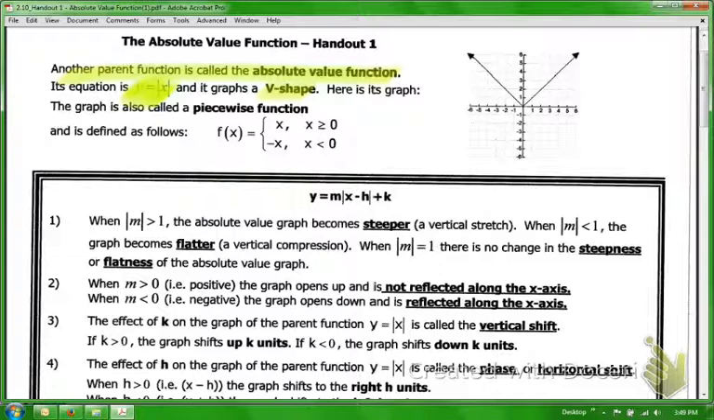The first one we're going to start with is the m right here. When m is greater than 1, the absolute value becomes steeper, or it's a vertical stretch. That means the graph is pulled up and down, and it gets much thinner. Now, notice we say the absolute value. The positive and negative is something we'll deal with in a few minutes, but right now we're looking at just the size of m. So when m is less than 1, the graph becomes flatter.